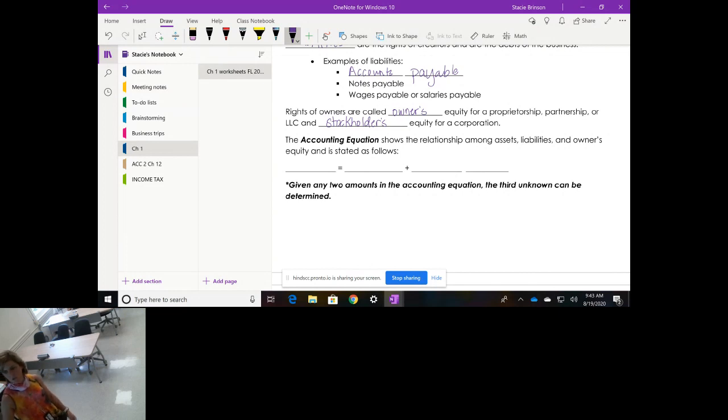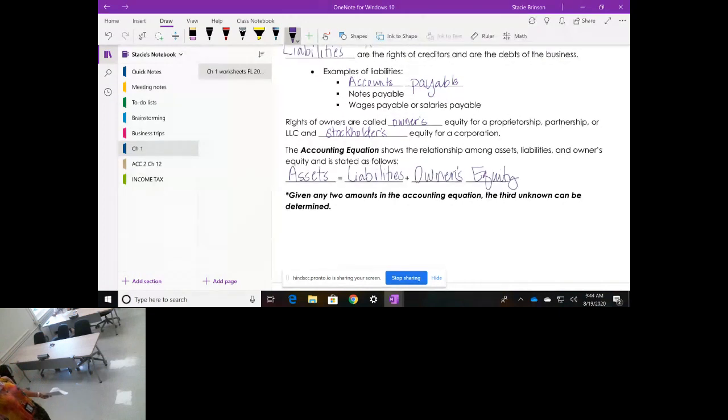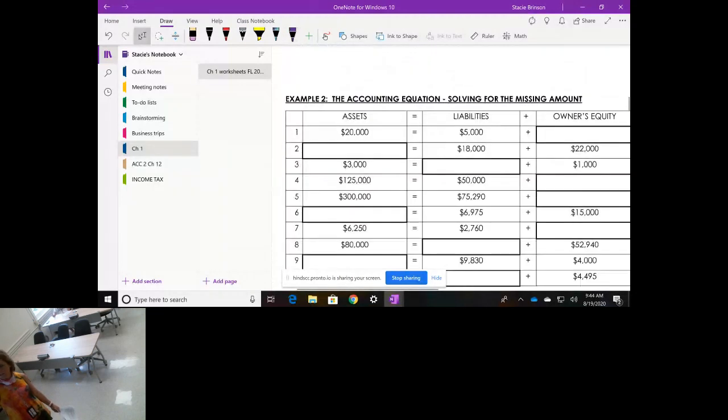Okay, so the accounting equation, this is very, very, very important. This is fundamental. You will use this a ton. If I can get it written up here. Assets equals liabilities plus owner's equity. All right, y'all, this is a simple math equation. So if you have any one of these elements that you don't know the number for, but you have the other two, you can figure it out.